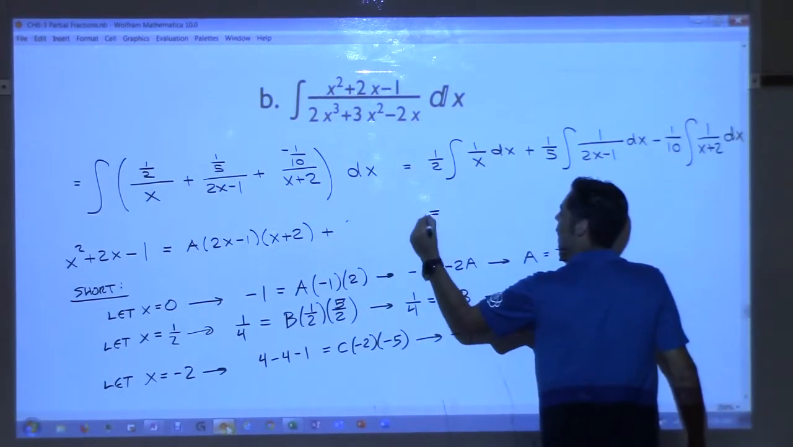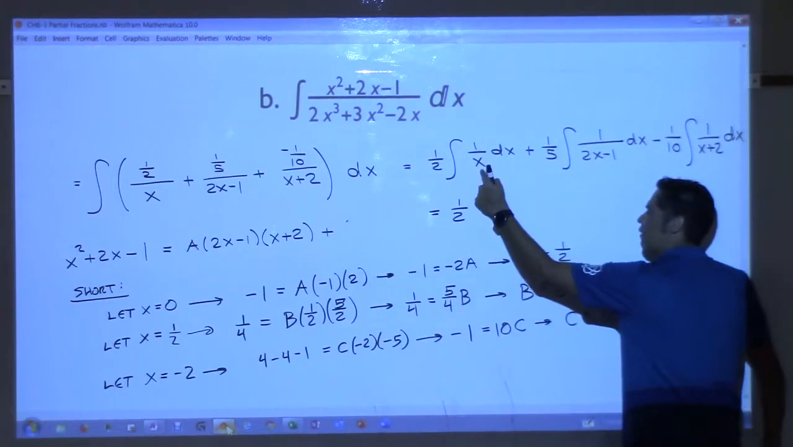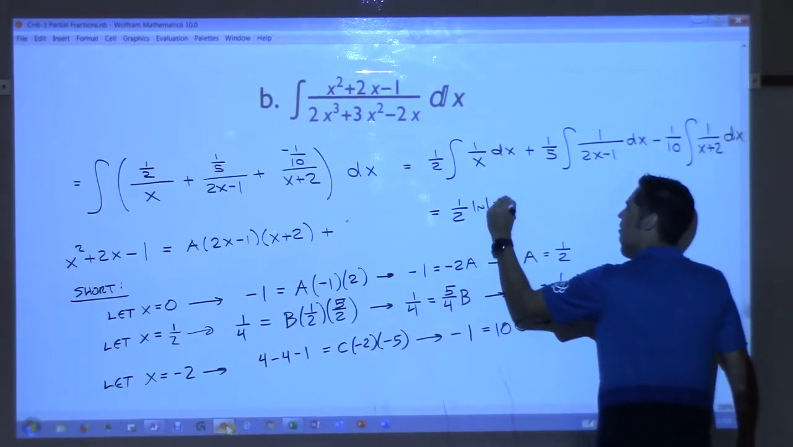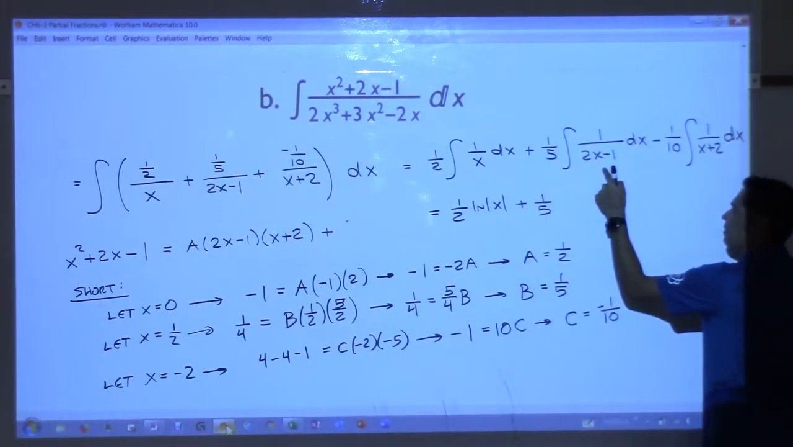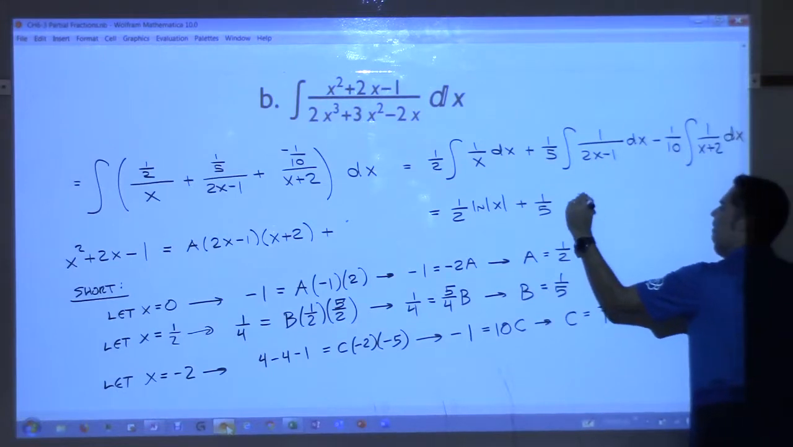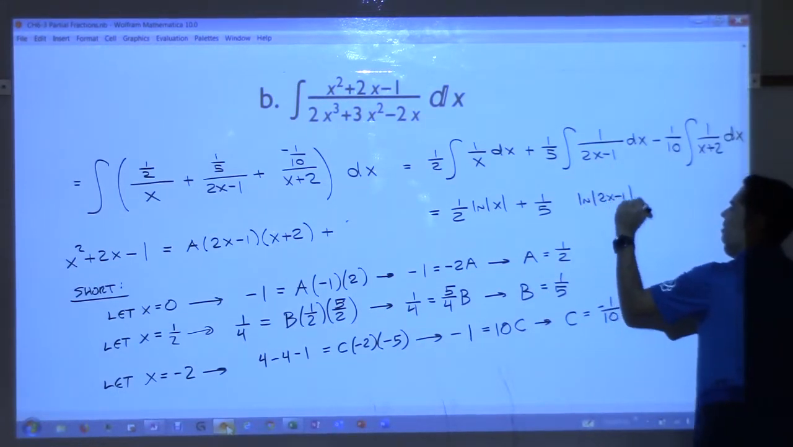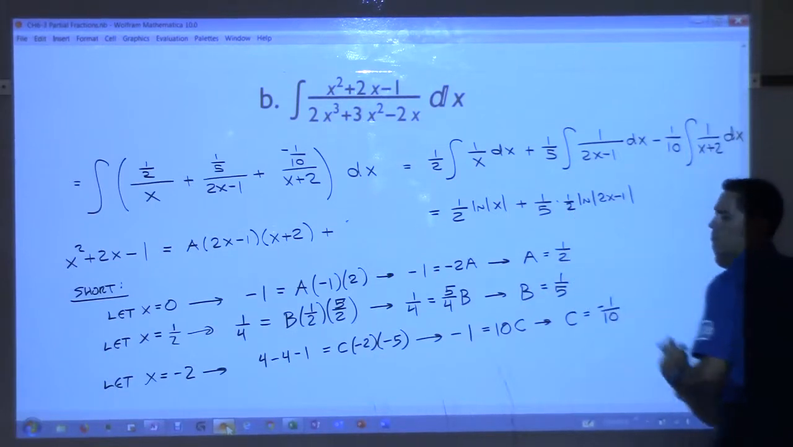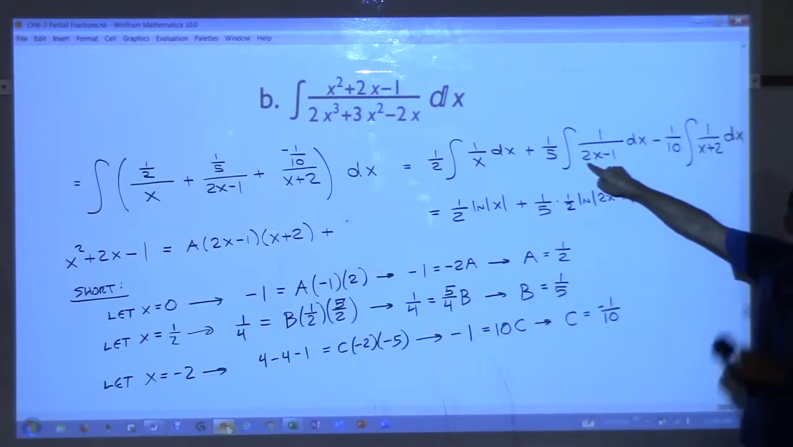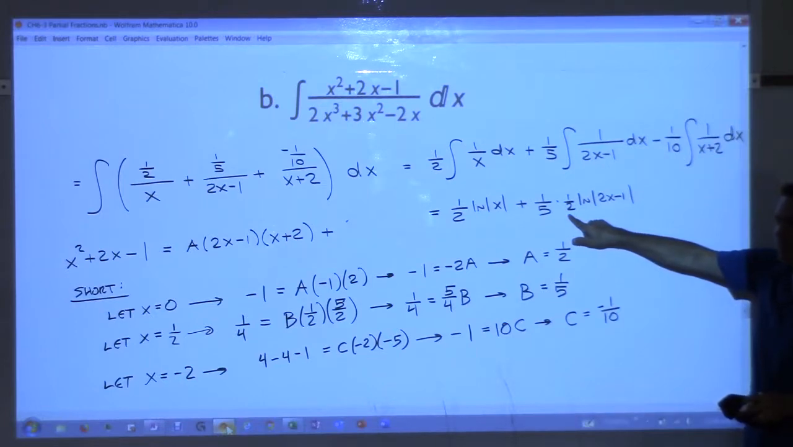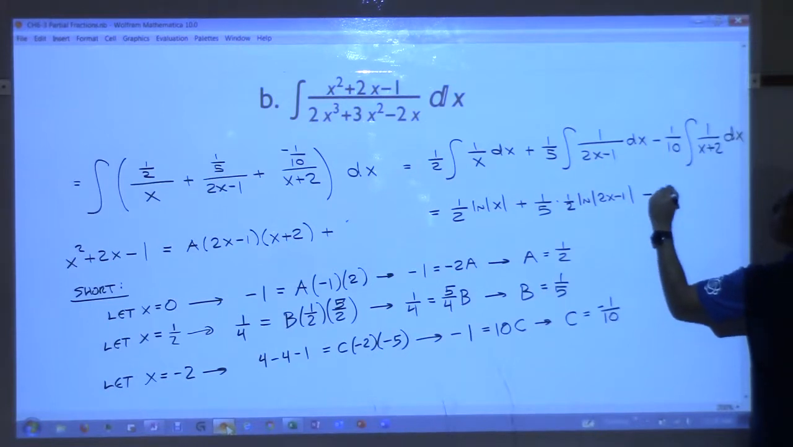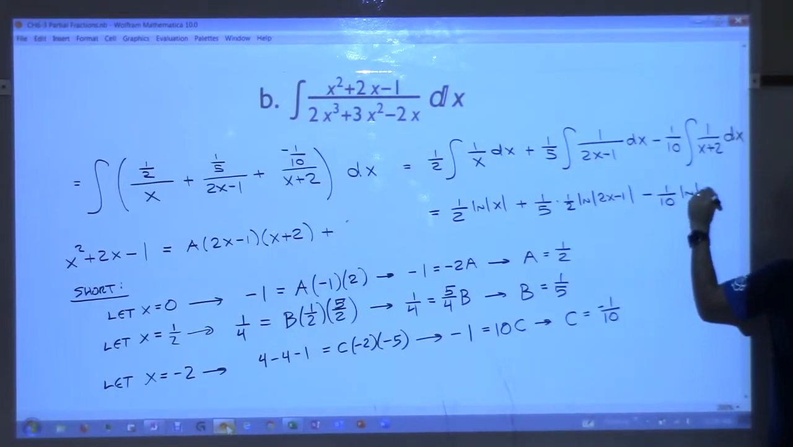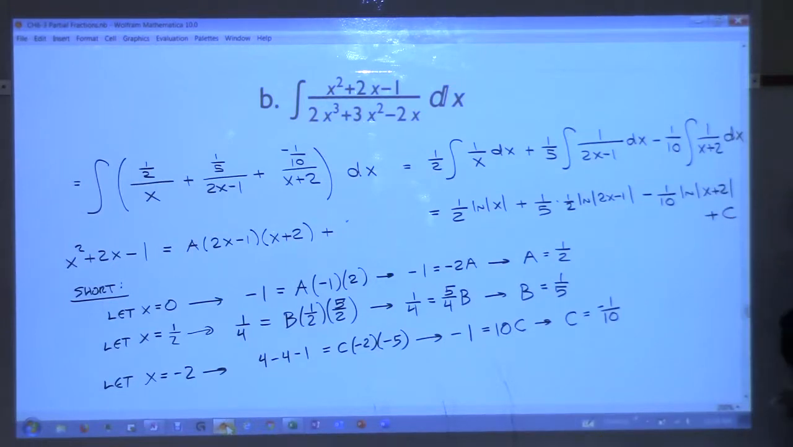So we have 1/2 times the antiderivative of this, ln of x, plus 1/5. Be careful with this one. Natural log of 2x minus 1 has a half in front. So we have to account for that 2 in front. We have to scale that 2 out in the front. We did that last class. Look familiar? And then this last one, minus 1/10 natural log of x plus 2, plus c. And the only thing left to do is maybe clean that up.